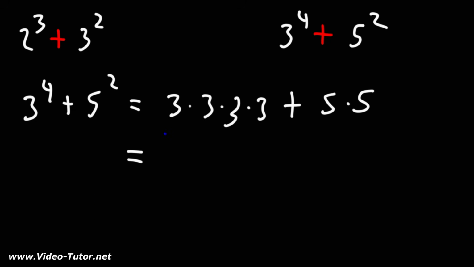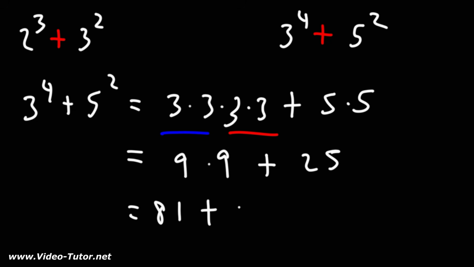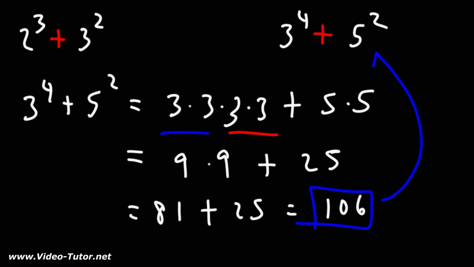Now, 3 times 3 is 9, so we could replace a pair of 3's with a 9. So this is also 9 as well. 5 times 5 is 25. 9 times 9 is 81, so we have 81 plus 25. 80 plus 20 is 100. 1 plus 5 is 6, so this is going to be 106. So that's the value of the second expression.